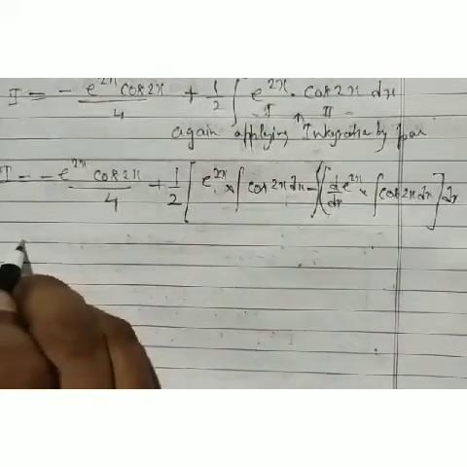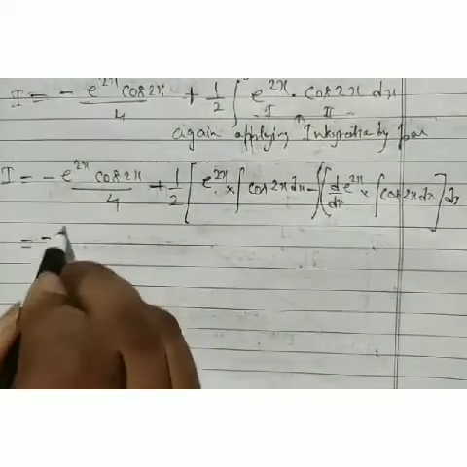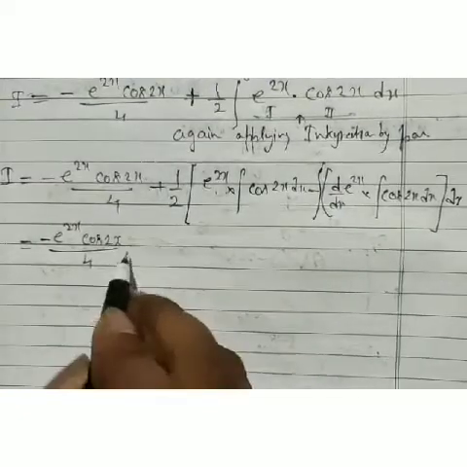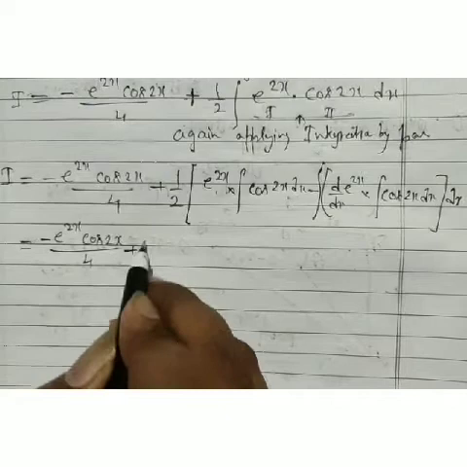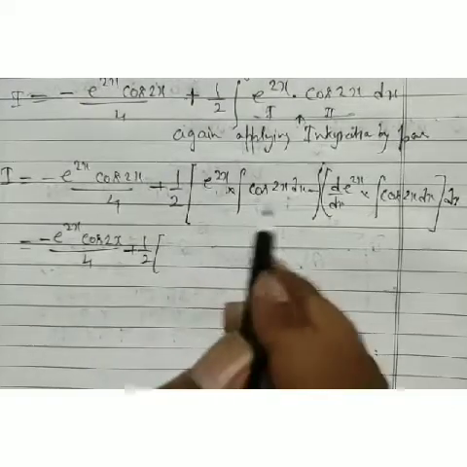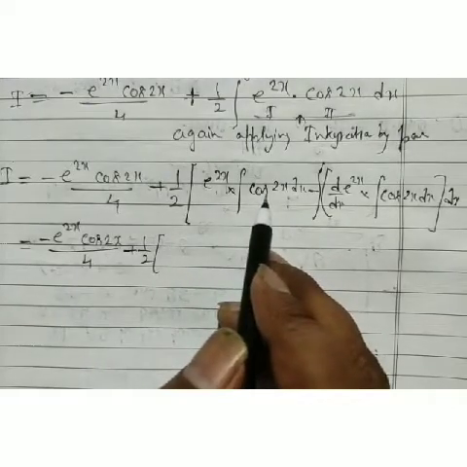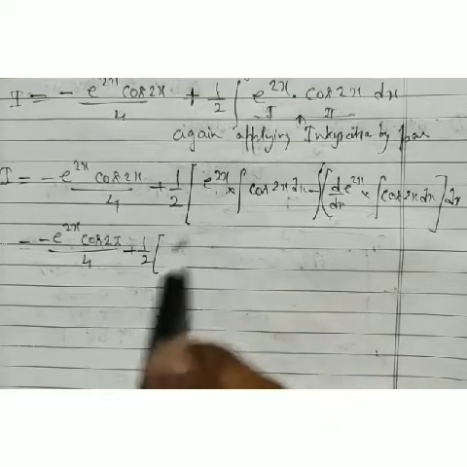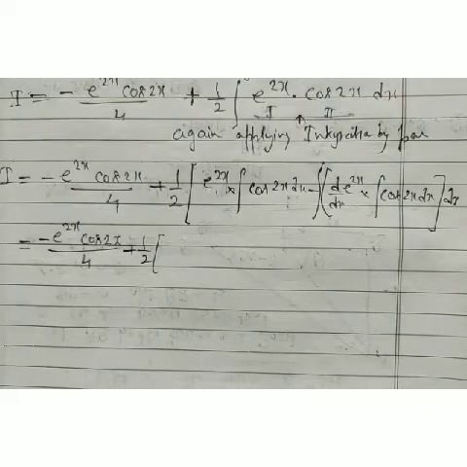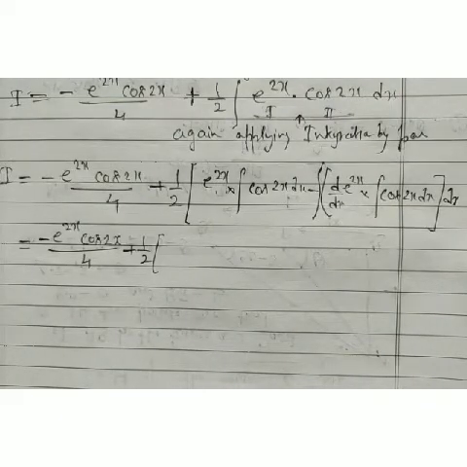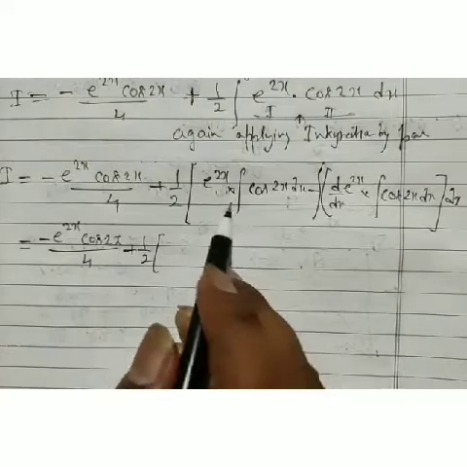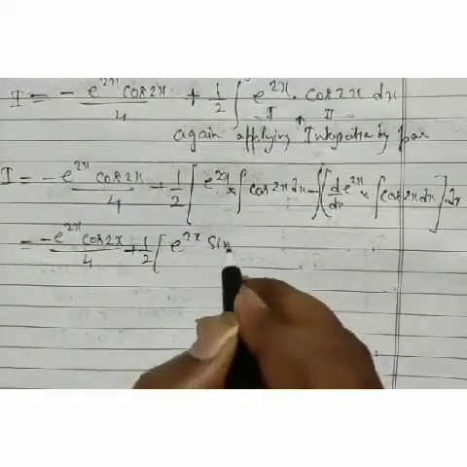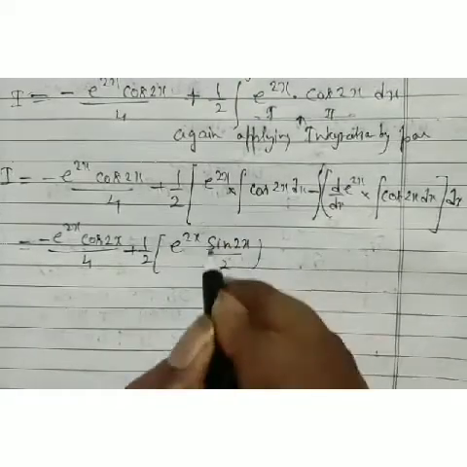Now we are going to write down this minus e to power 2x cos 2x by 4, plus 1 by 2. Again, the integration of cos 2x is what? We get sine. Then we have sin 2x by 2 there. Now e to power 2x, and then we get here sin 2x by 2.